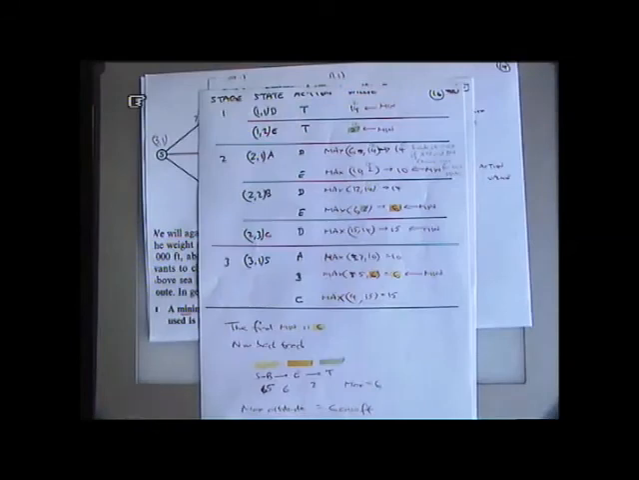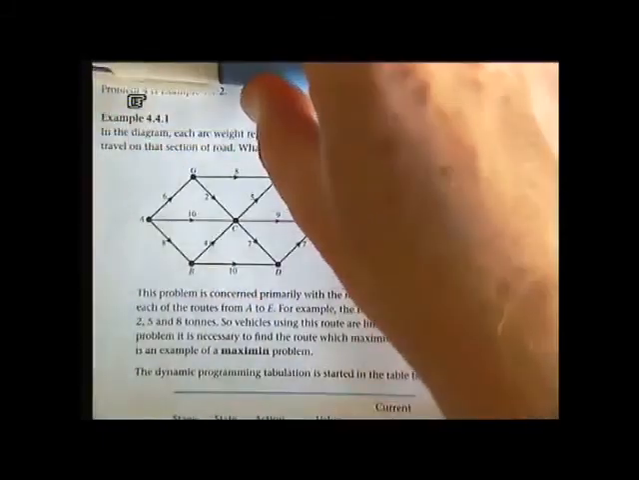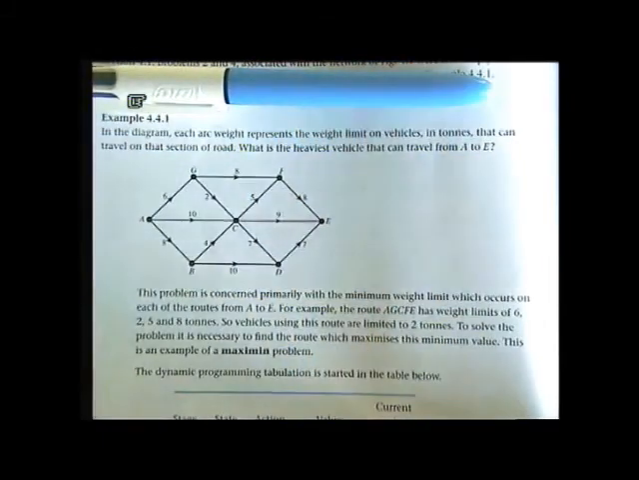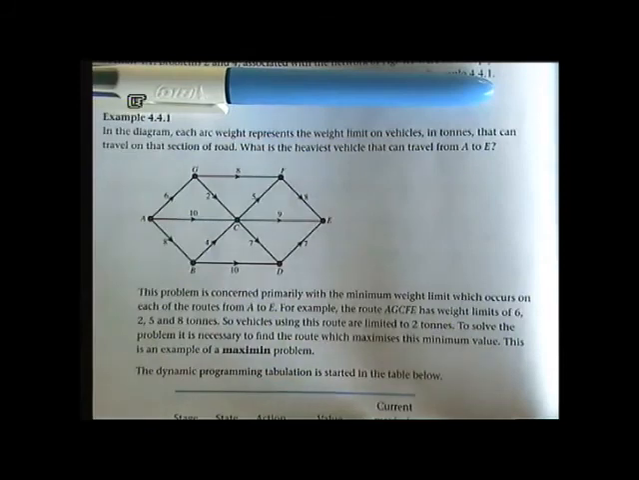Okay. Next one, can we find page 68 in the textbook? Page 68 in the textbook. And I'm going to go through that one there. Page 68, you can see it on the board. And what we've got here, if you look underneath the pen, we have a diagram. Each arc weight represents the weight limit on vehicles in tonnes that can travel on that section of road. We want to know what is the heaviest vehicle that can travel from A to E.